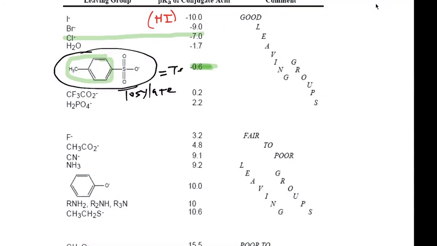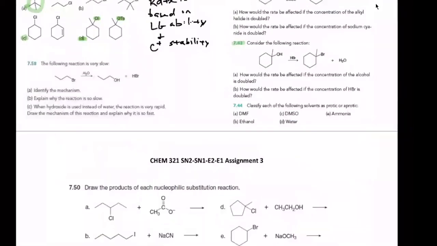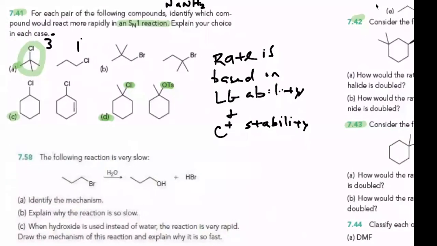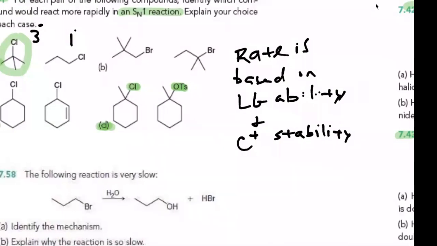Which one of those conjugate acids has a lower pKa? Which one is further away from 0? Negative 7 or negative 0.6? Negative 7. Yeah. So the chlorine substrate is going to be faster.